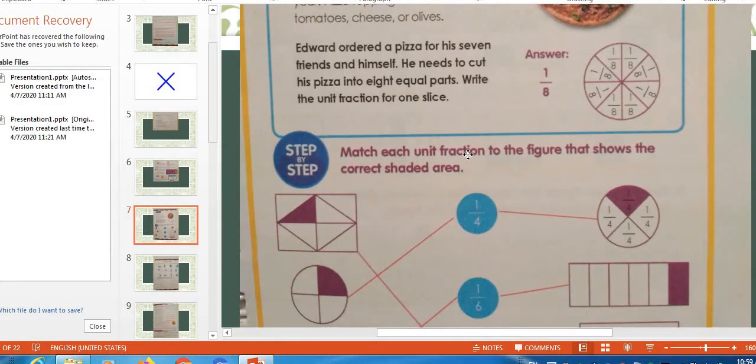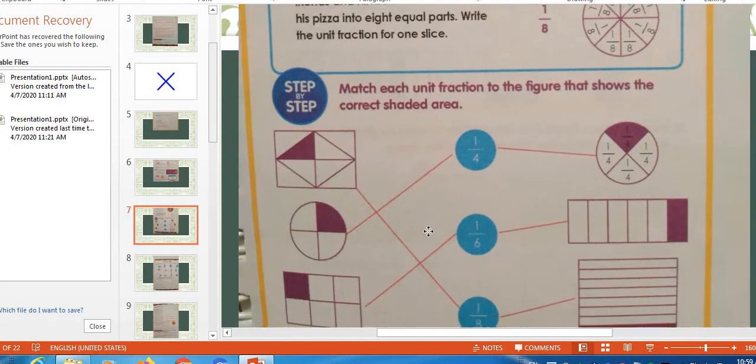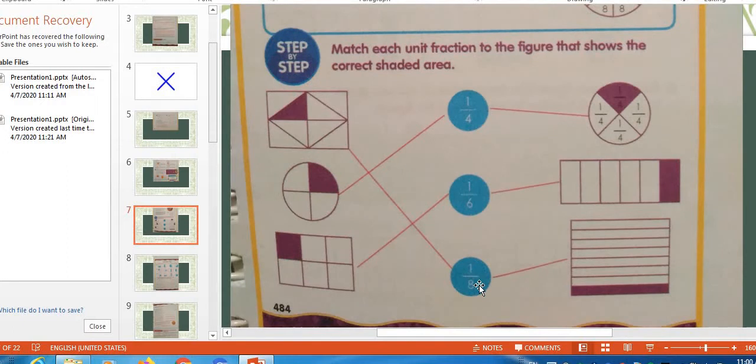Match step by step. Match each unit fraction to the figure that shows the correct shaded area. Okay, I know it's easy for you because we have taken the fractions in quarter 3. I have here 1 over how many parts here? Let's count together. 1, 2, 3, 4, the outer parts. 5, 6, 7 and 8, the inside parts. So I have 1 over the total 8. And I'm counting the colored or the shaded too.